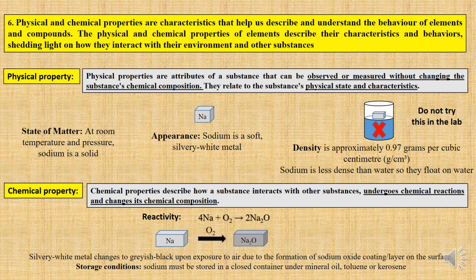And therefore, utmost precaution has to be taken when you're storing sodium metal, and it must be stored in a closed container under mineral oil, toluene or kerosene.